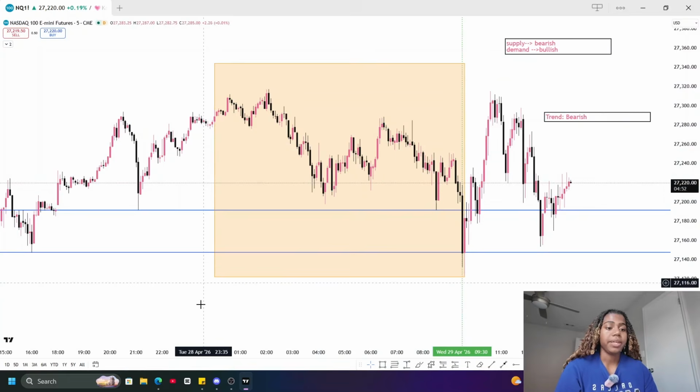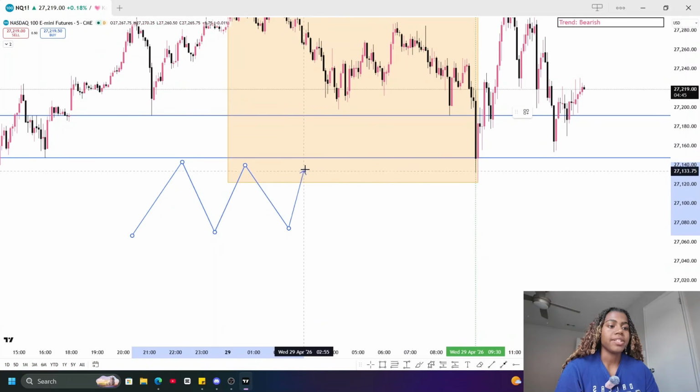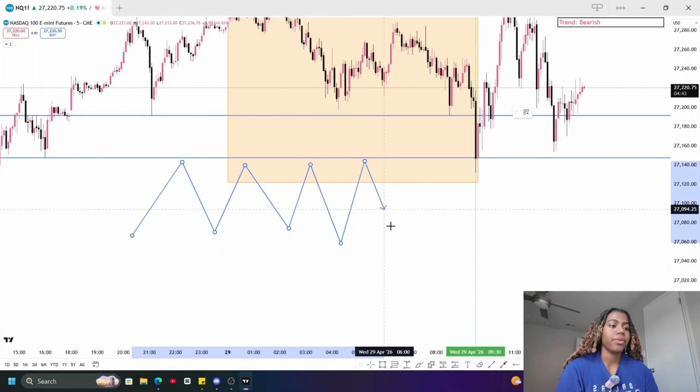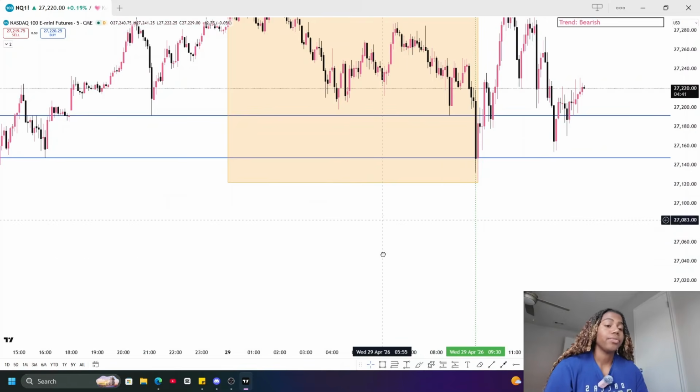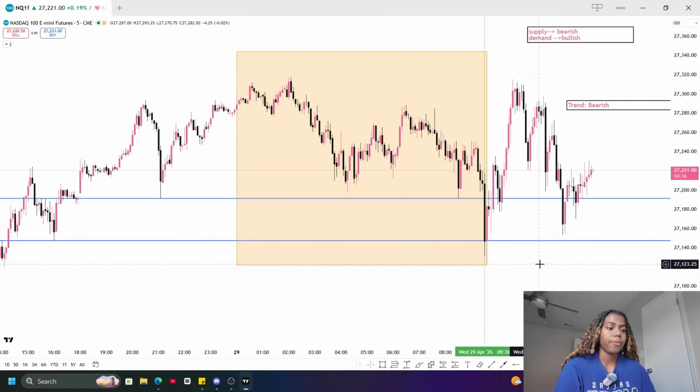The inverse to that would be a resistance area. So let's say price was trying to go higher, but this little line right here was preventing it from going higher. It was just staying right below it. That would be our resistance level. So currently we have a supply level here and a supply level here.